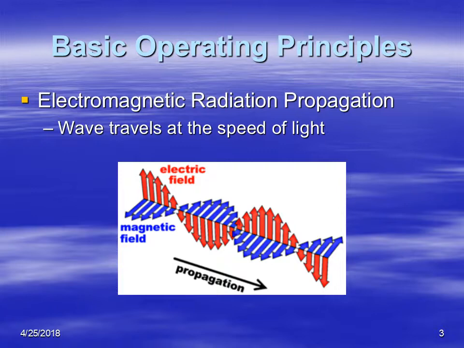Weather radar uses electromagnetic radiation to detect targets in the atmosphere. Electromagnetic radiation is made up of an electric field and also a magnetic field that is orthogonal to the electric field. It propagates through the atmosphere at the speed of light, and based on that principle we can detect the distance, the range, and also the intensity of targets out at a distance from the radar.